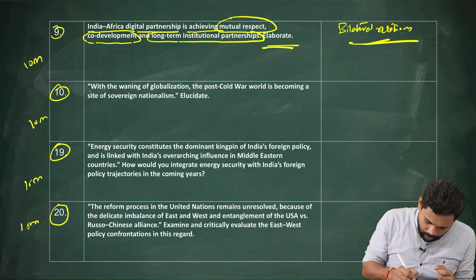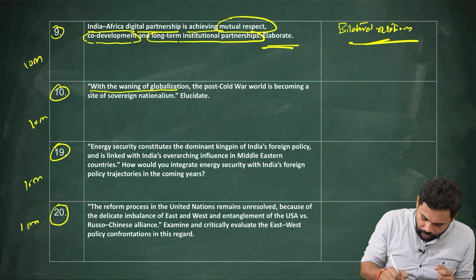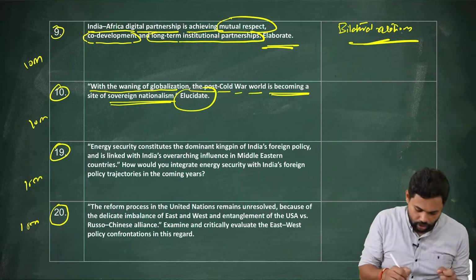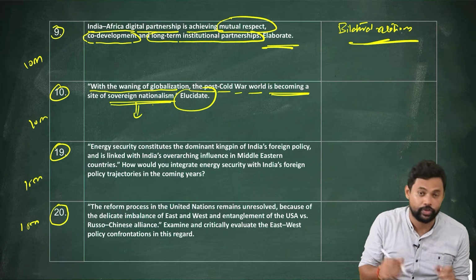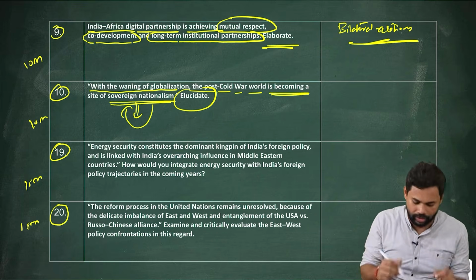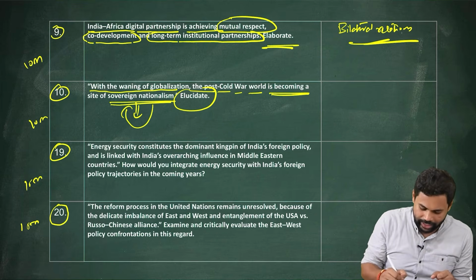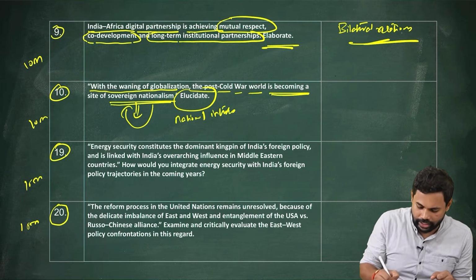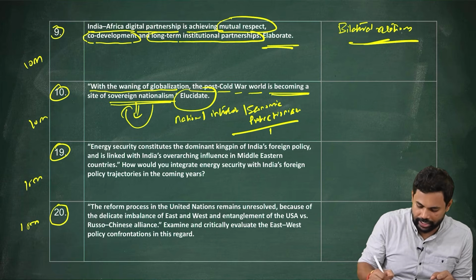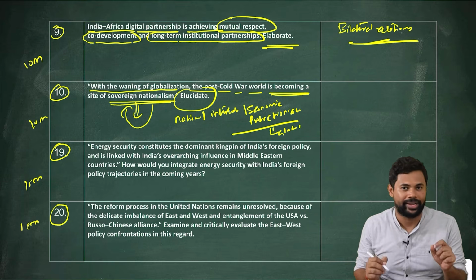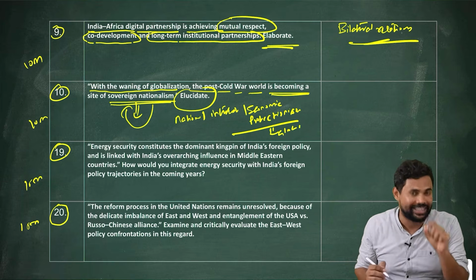The next one is: with the waning of globalization, the post-Cold War world is becoming a site of sovereign nationalism. Elucidate. Basically here, sovereign nationalism. See, nationalism which is sovereign than anything else. That is what it means is, if you prioritize national interest, and economic protectionism over globalization, then automatically that means what is the meaning of sovereign nationalism.